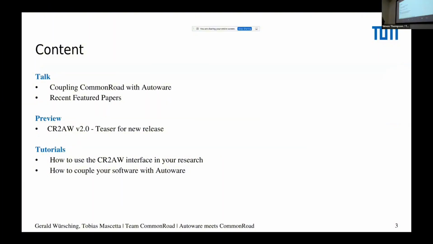Okay, a little bit for the content. I will give you first a little talk about what CommonRoad to Autoware is and how to couple it, and some recently featured papers which prove that it is actually used by researchers and that it can help you get your papers published. And then a short review of what we're currently developing. We're still upgrading our research and our CR2Autoware for you to use. And then there is a tutorial on how to use it, which has two sub-tutorials. One is how to use the interface, and the second one is a more abstract topic on how to integrate your own stuff into Autoware, which is just our experiences. And we thought that might be helpful too.